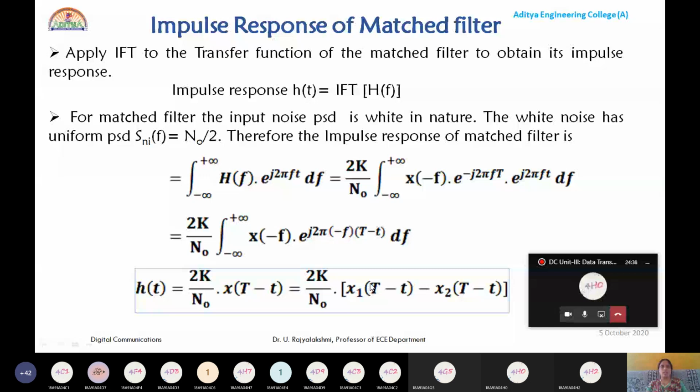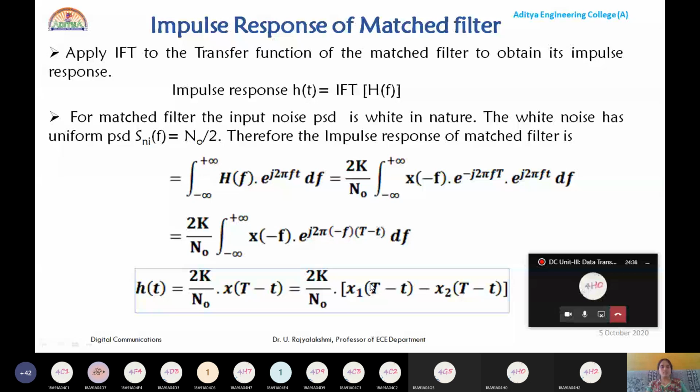So total magnitude will be from minus A to plus A. So that's why we can represent x(T - t) as a change in the input signal. So that's why we represented it as the difference between the positive level magnitude and negative level magnitude.